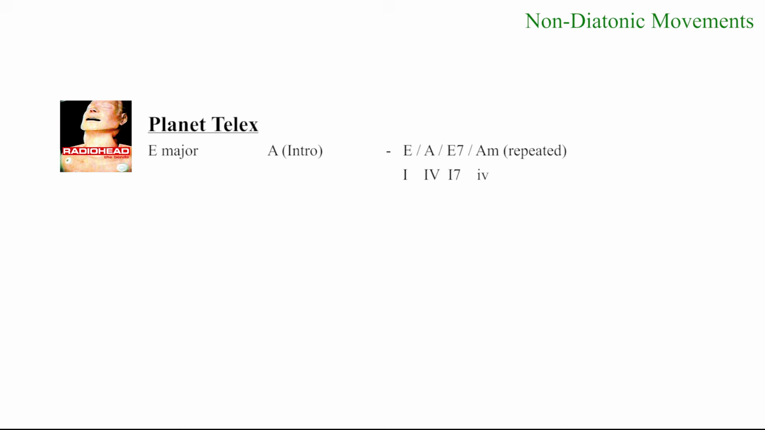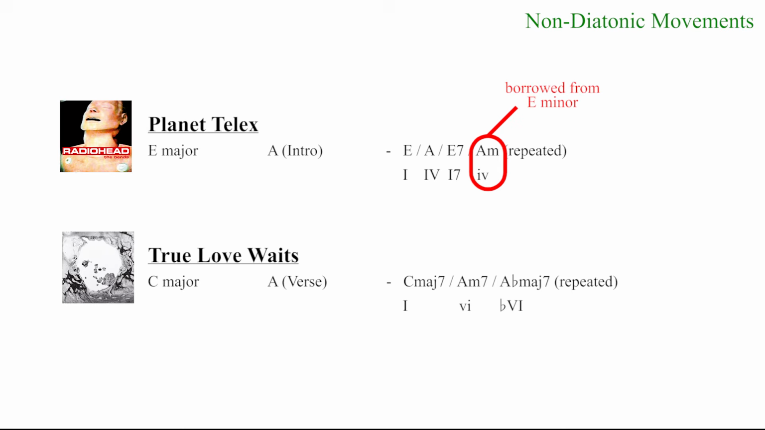Let's look at two major key chord progressions that borrow from the parallel minor. First, in the key of E major is the intro to Planet Telex, whose A minor is borrowed from E minor. Then, in the key of C major is the verse of True Love Waits, whose A flat major 7 is borrowed from C minor.